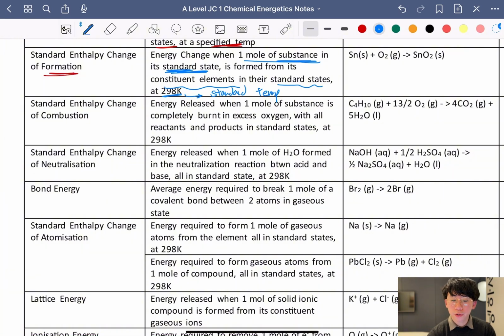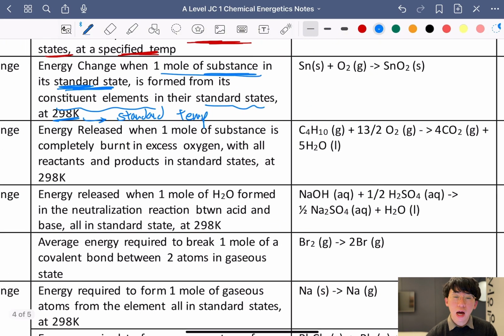So a typical example is whenever I say I want to know the enthalpy change of formation of SnO2, right? I know the standard state is in a solid form, and from its constituent elements, so I would take Sn, which is naturally a solid because it's a metal, and we have O2. The element O naturally occurs as O2, oxygen gas. And after balancing my equation, which doesn't need any work for this one, we'll get our enthalpy change of formation.